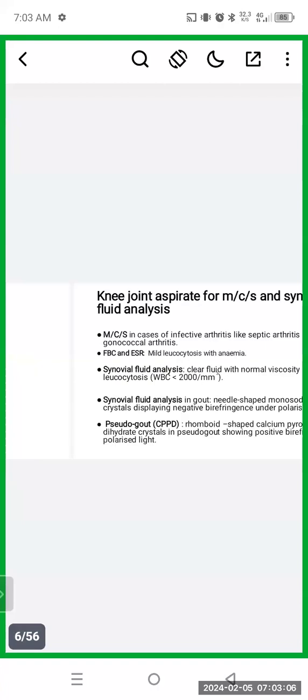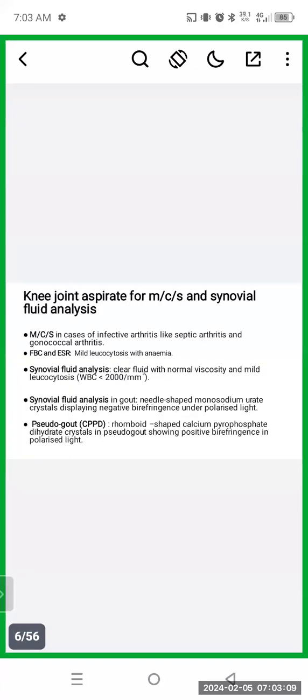MRI of the knee will also demonstrate joint effusion and synovial thickening, which is indicative of synovitis, subchondral bone marrow edema and cysts, cartilaginous defects, which could be partial or full thickness, and it could also demonstrate evidence of bursitis. We can also do arthrocentesis to obtain the synovial fluid for analysis. In case of septic arthritis, which is among our differentials, we can do microscopy, culture and sensitivity to determine the agent involved.